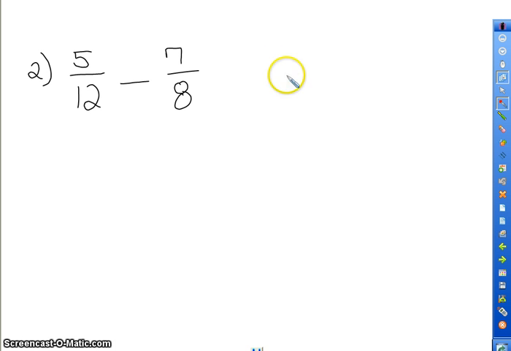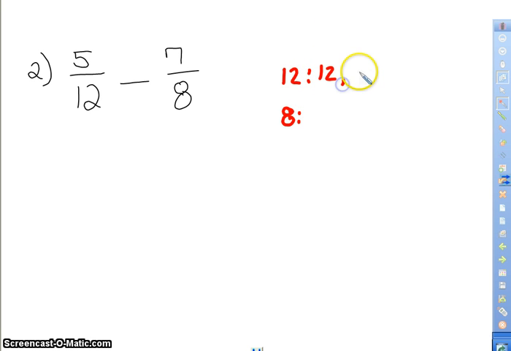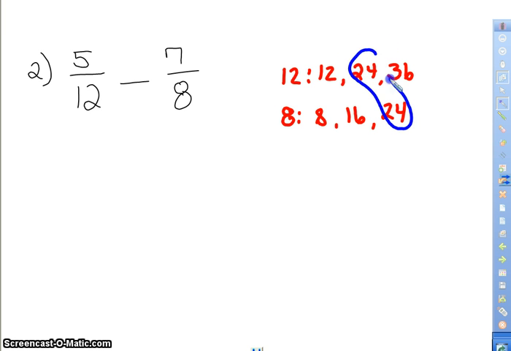Same thing for this one. I'm comparing 5/12 and 7/8, and I'm going to find my LCD. So 12 times 1 is 12, 12 times 2 is 24, 12 times 3 is 36. Let's find our 8s. 8 times 1 is 8, 8 times 2 is 16, 8 times 3 is 24. And once again, I'm going to stop because I can see what my LCD is. So my LCD here is 24.